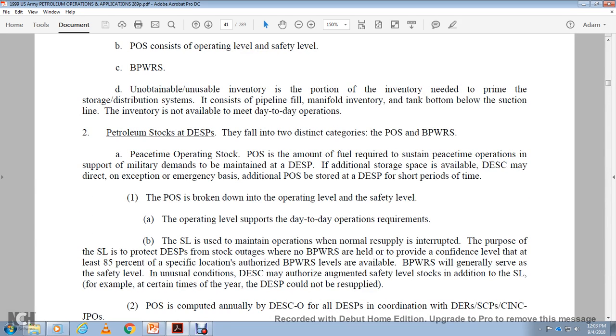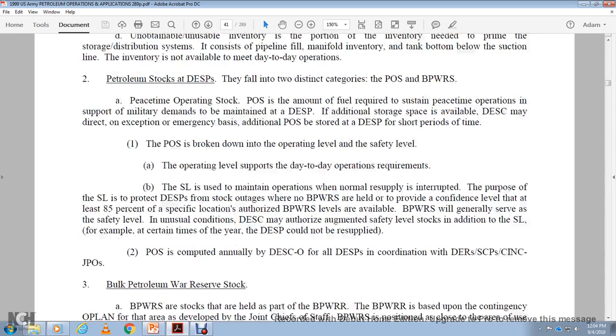BPWRS are held to provide a confidence level of at least 80% of the specific location's authorized BPWRS level. Those are available. BPWRS will serve as a safety level in unusual conditions. The DSC may authorize an augmented safety level to stock in addition to the SL. For example, a certain type of year when the DESP could not be resupplied.